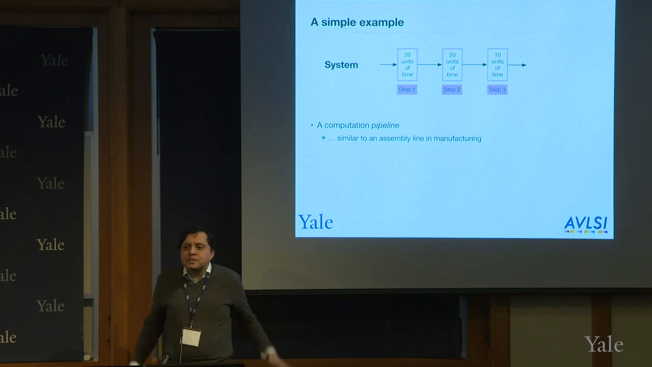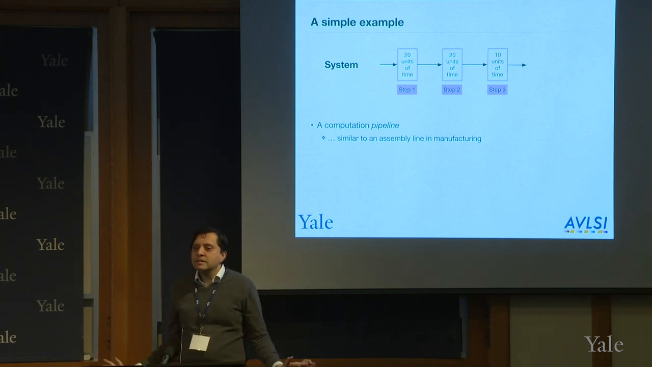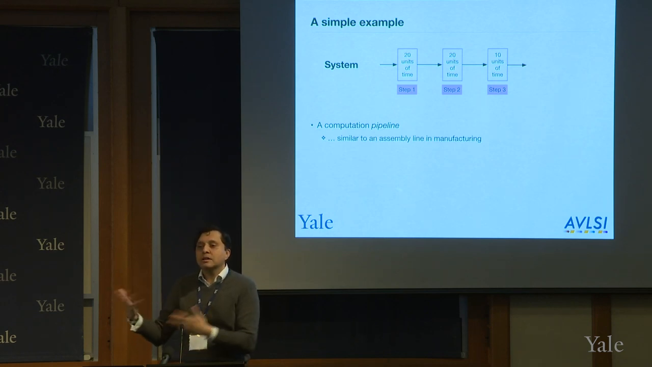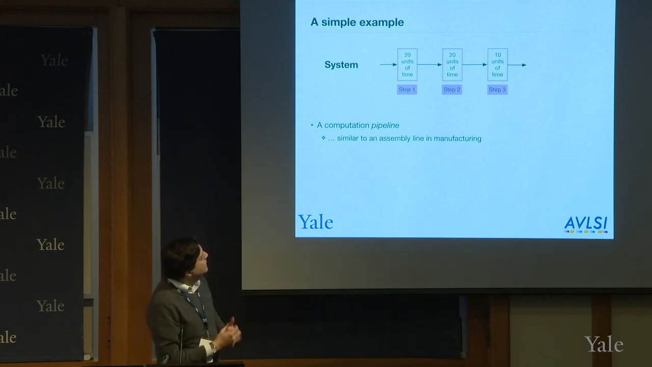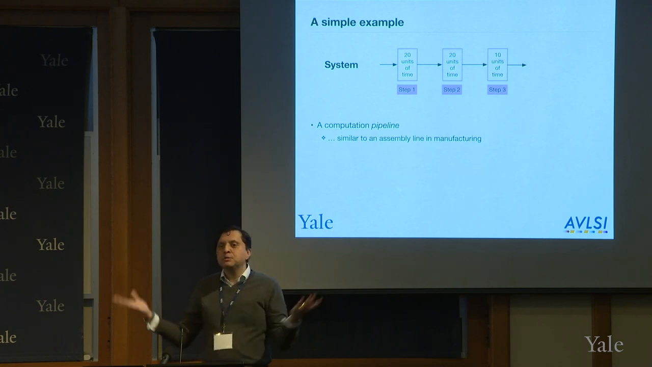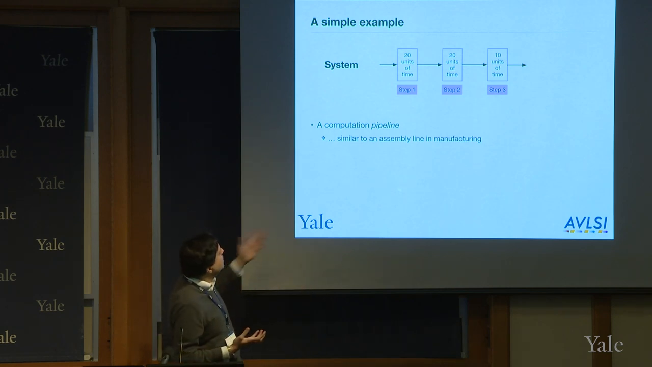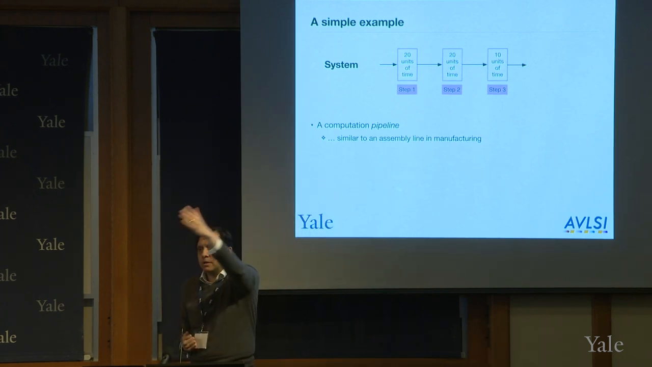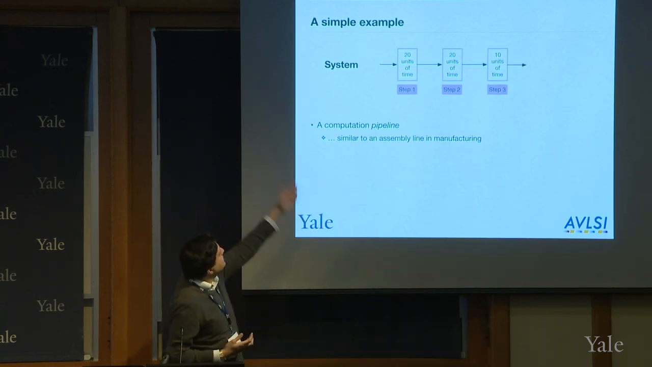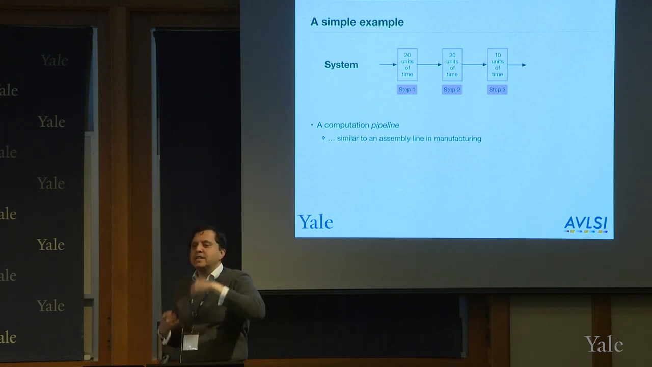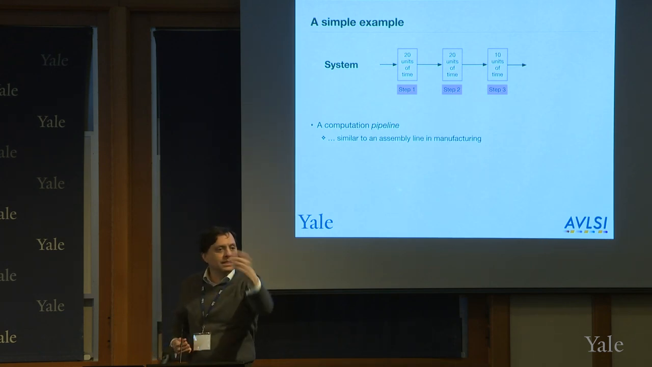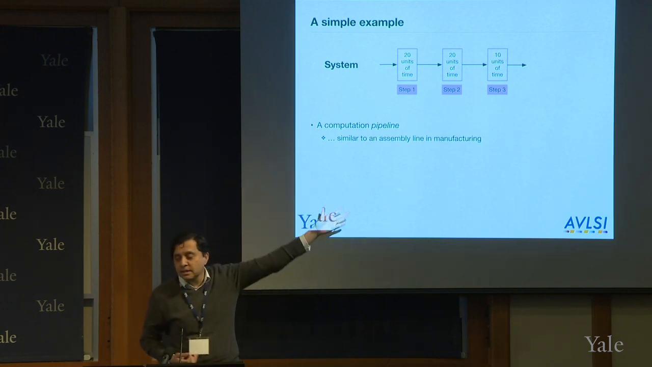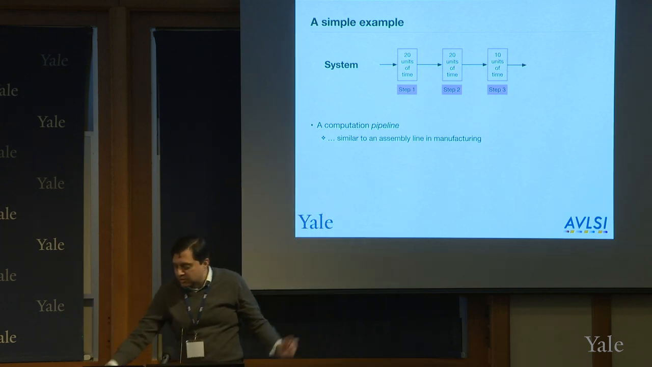So let me give you a very simple example of what makes this hard, and show you an example of the kind of things we do to try to model these systems. Here is a standard compute pipeline. What is this picture trying to show? I have inputs coming in, and then there are different steps for computation. The first step takes 20 units of time, and then you hand over to the next step, like an assembly line. It's a very simple pipeline: 20 units of time for the first step, 20 for the second, 10 for the third. It's very straightforward.